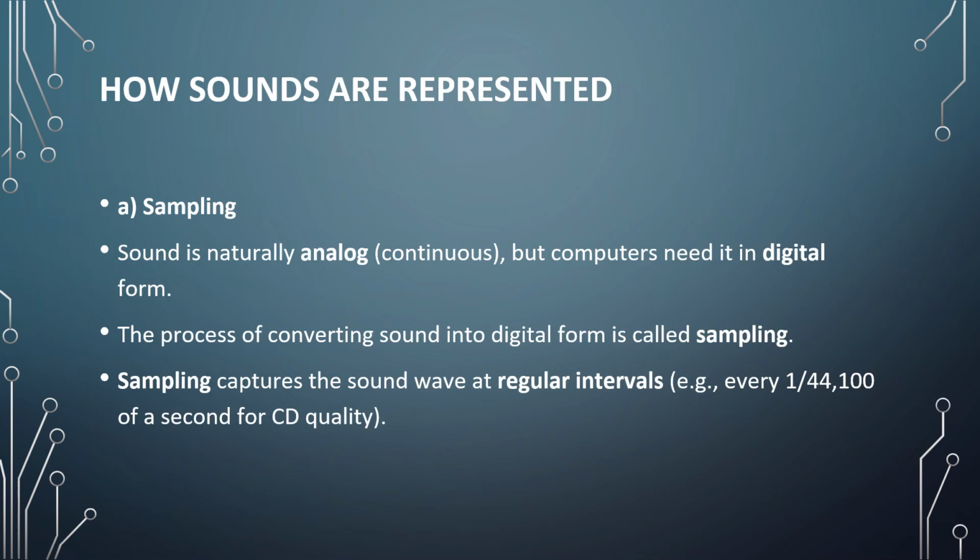Sounds are represented in different formats. First, we have sampling. Sound is naturally analog in nature, but computers need it to be in digital form. The process of converting sound into digital form is called sampling. Sampling captures the sound wave at regular intervals. The example is shown here.